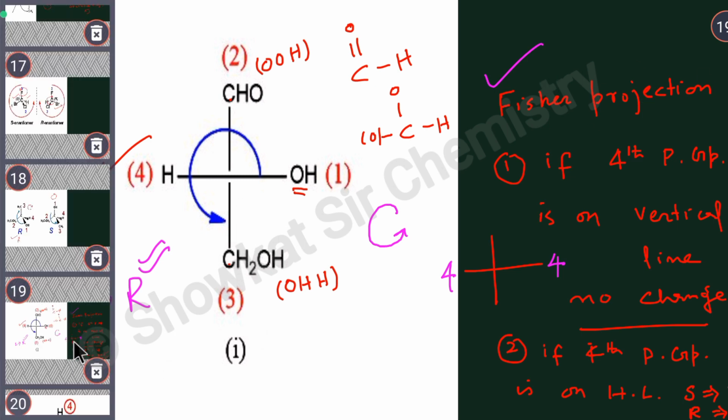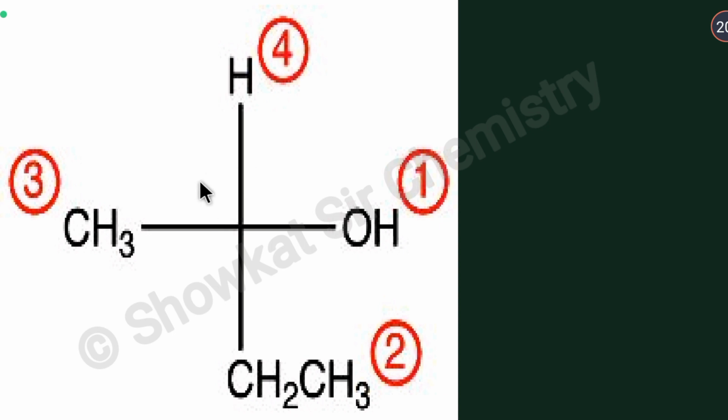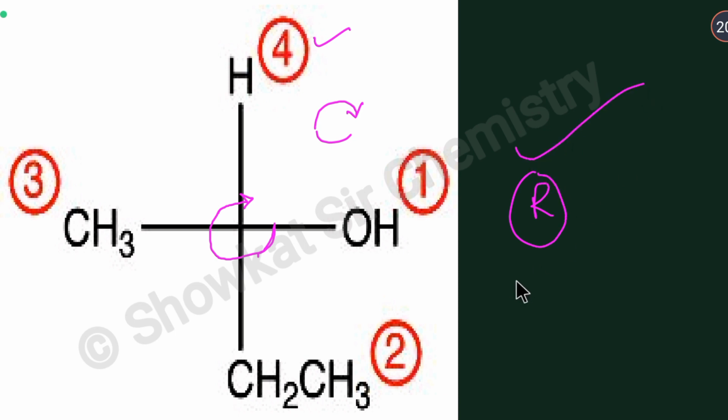Let me give the next example. Next is this one. See, this is having priority 1 and this is having priority 2 and 3. Now how will you rotate? From 1, you are having priority 1 here and then 2 and then 3. So our eye rotates like this. That is the clockwise direction. So clockwise means rectus. Rectus means R. Now here you can see that the fourth priority group is on the vertical line, so definitely it will be your R, right?